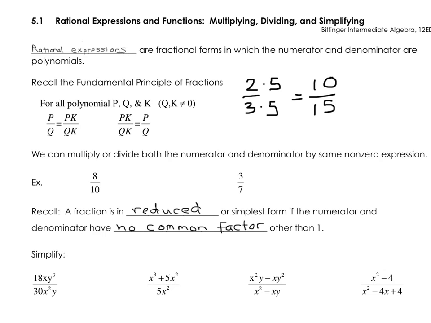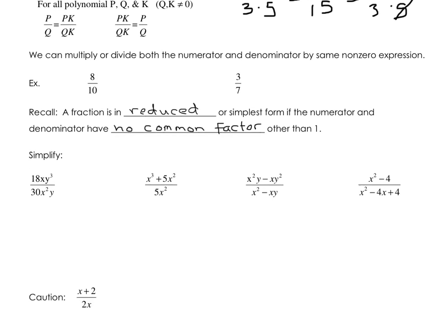You can go backwards too. If you have 10/15 and you realize, hey, 10 is 2 times 5, 15 is 3 times 5. Once you factor both the numerator and denominator, you can cancel out any common factors and reduce the fraction to 2/3. So we're going to be doing the same thing with polynomials. Let's look at some more numbers first.